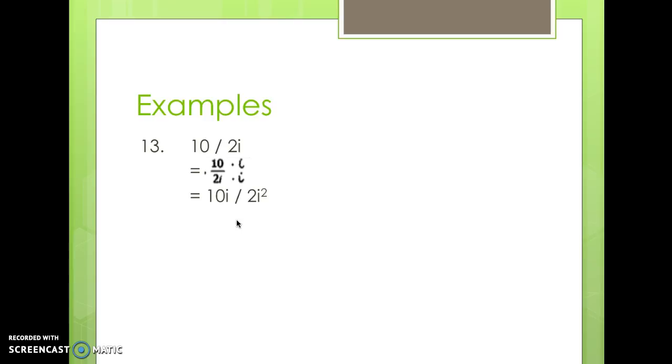Now we remember, what does i squared equal to? Negative 1, correct. So we're going to have 2 times negative 1 on the bottom. So our answer is going to be 10i divided by negative 2. And when we reduce that even further, we get negative 5i.